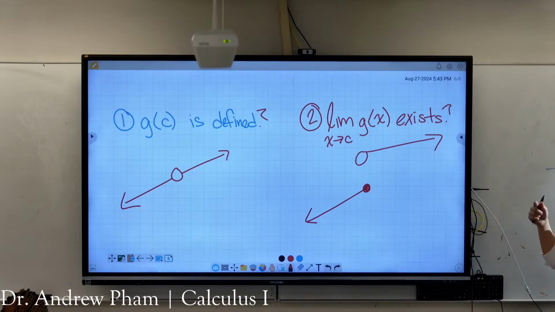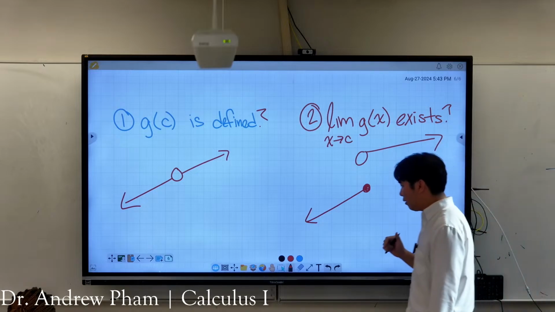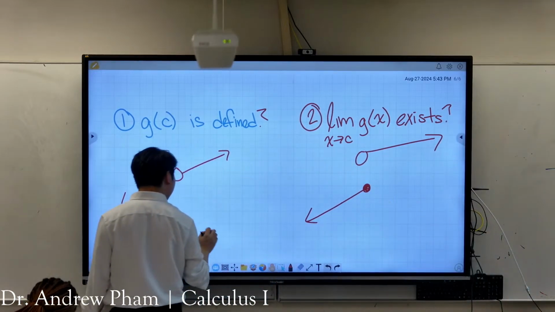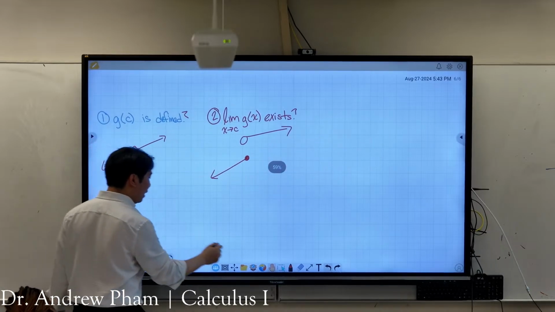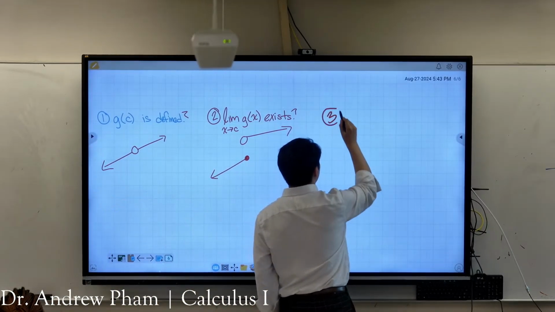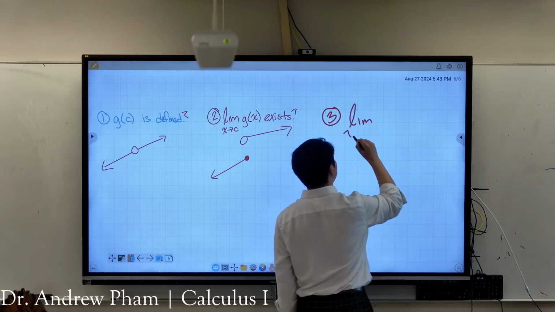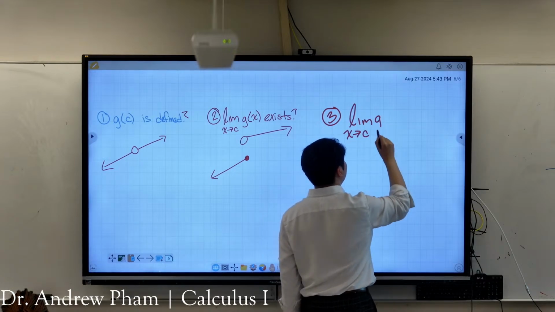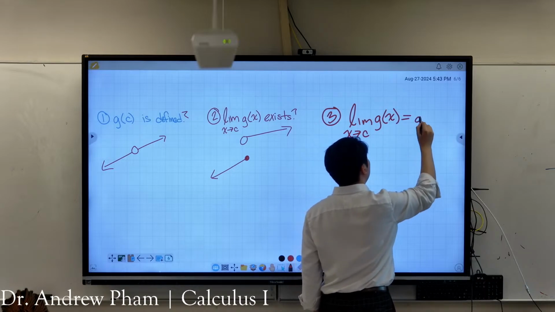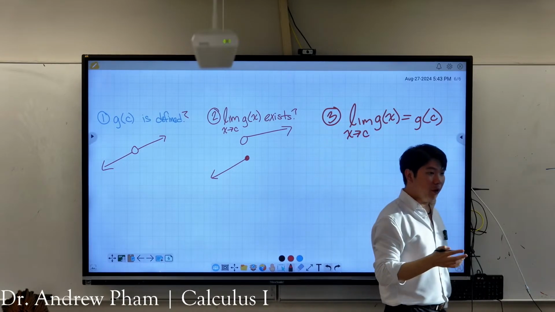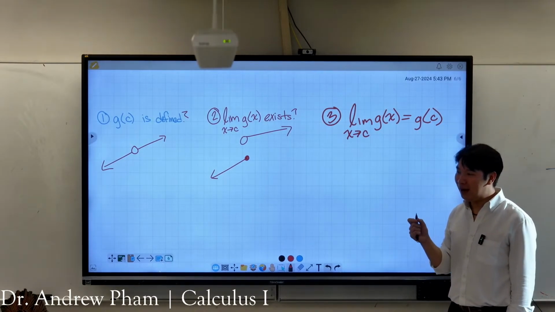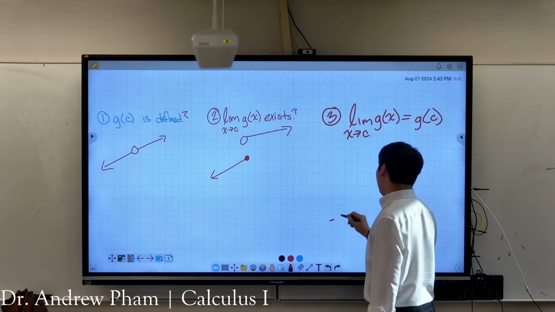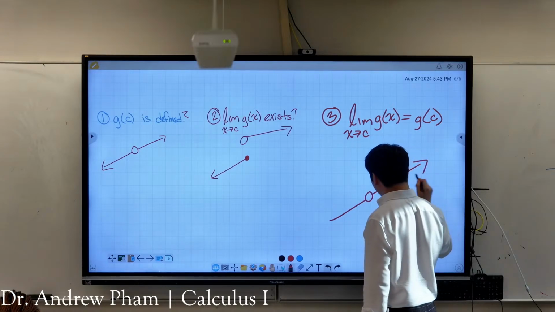Also, this is an example of condition 3. Well, not condition 3, let me adjust that. Condition 3, if I failed it, might look something like this. Again, this is if the limit of g of x is equal to g of c. Let's say that they're both defined. I can find the limit. I can find g of c. Then maybe I have a graph like this.